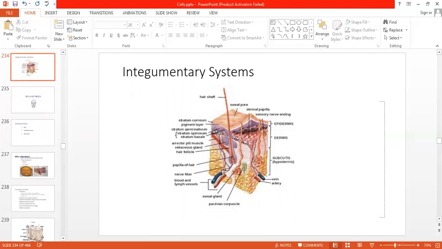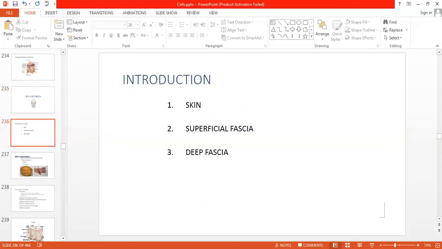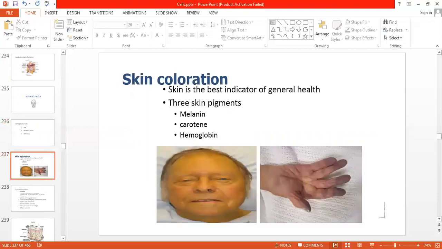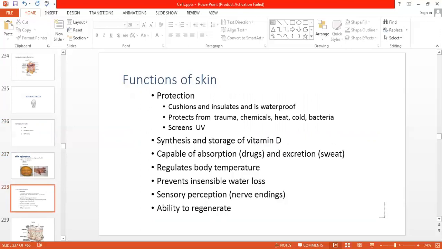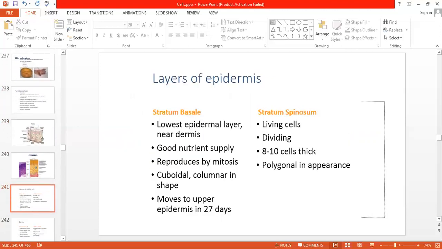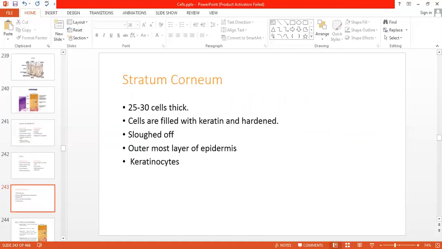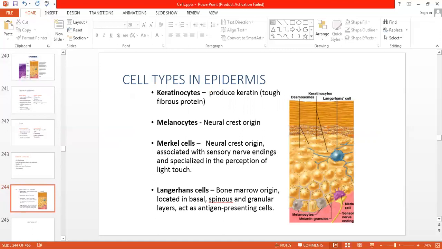So today we have discussed the integumentary system, meaning the skin system. We talked about the three different parts of the skin, superficial fascia and deep fascia. We talked about skin color and the function of the skin. We talked about the epidermis and its four layers: stratum basale, stratum spinosum, stratum granulosum, stratum lucidum. Then we discussed the cells of the epidermis: keratinocytes, melanocytes, Merkel cells, and Langerhans cells.